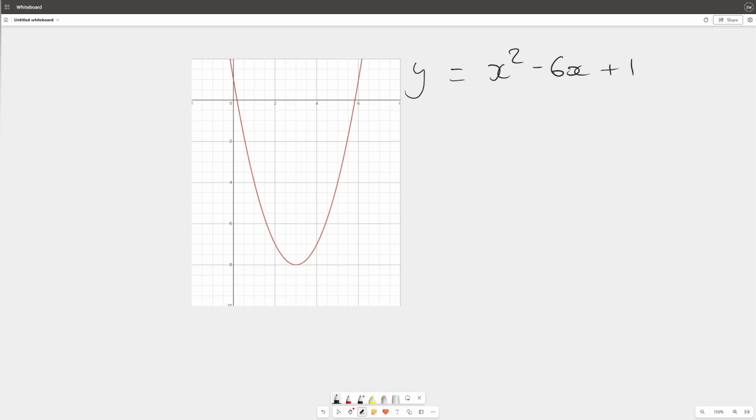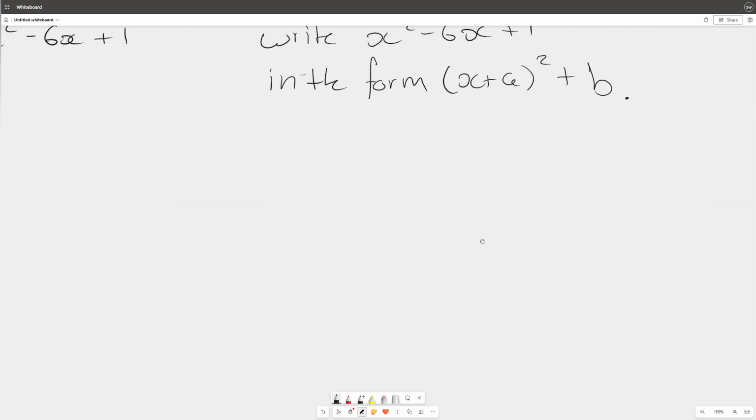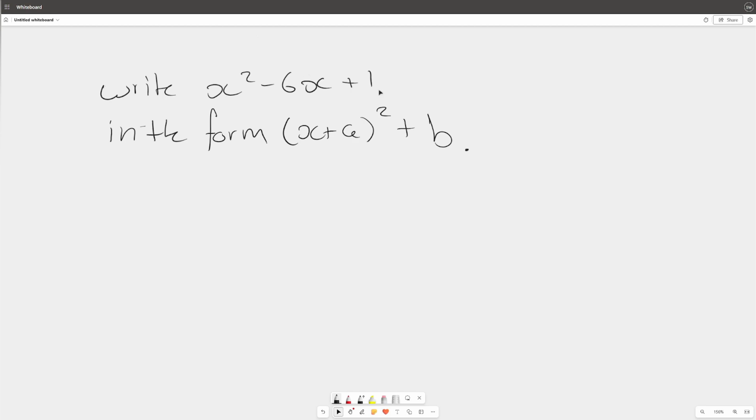So let's get started. This is the graph y equals x squared minus 6x plus 1. And here is the graph drawn as well, and I've written out the equation too. So what is completing the square and what can it do for us? Well, let's have a look at this question over here. Write x squared minus 6x plus 1 in the form (x plus a) all squared plus b.